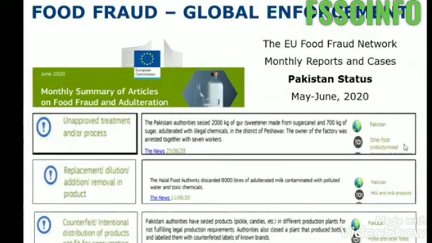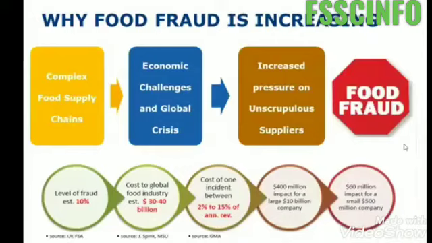From the incidents published in this monthly newsletter of the European Commission, I can see that every type of food fraud is going on in Pakistan as well, like unapproved treatment for different kinds of products. For example, 2000 kg of gold was sealed, and 700 kg of sugar was adulterated with illegal chemicals. Then replacement or dilution types of food fraud, like contaminated milk being sold in Pakistan. Likewise, counterfeit or intentional distribution of misfit products in the market. So this is just a slide to show that these kinds of stories are now being published in the European market.